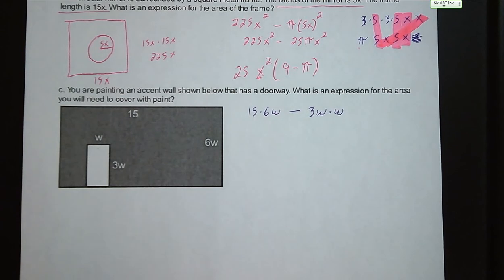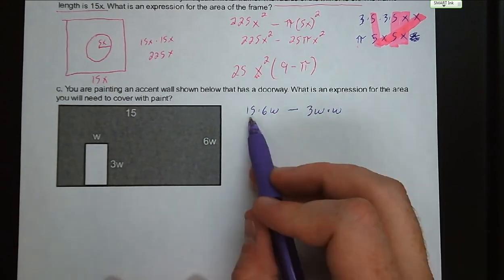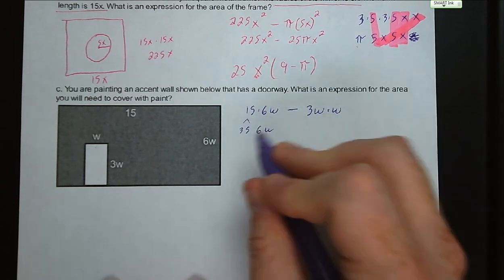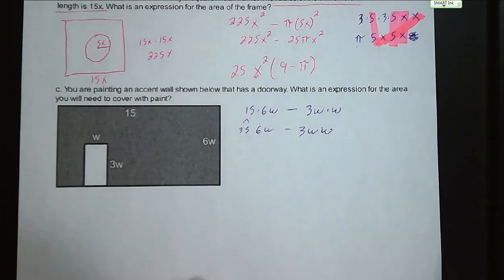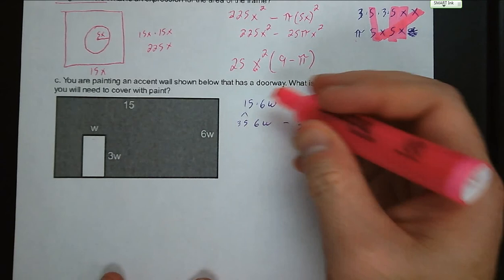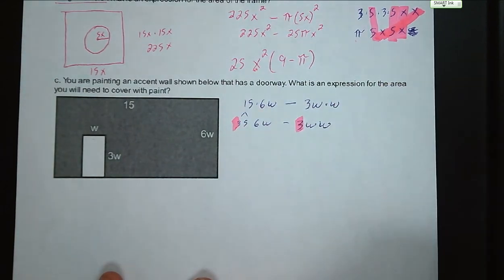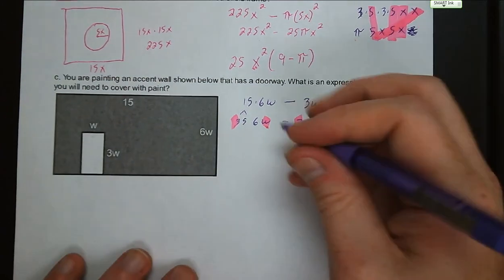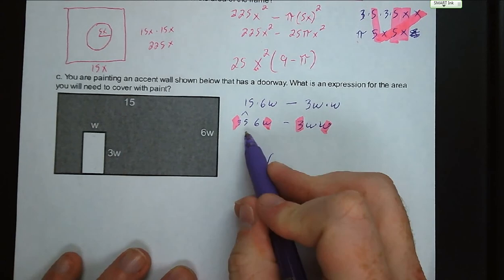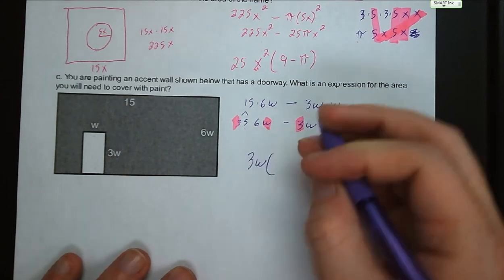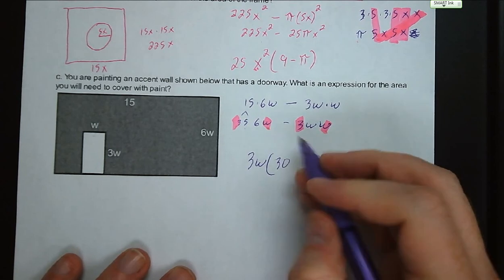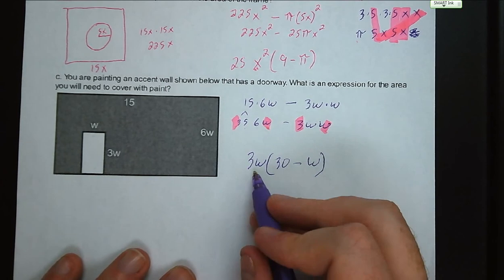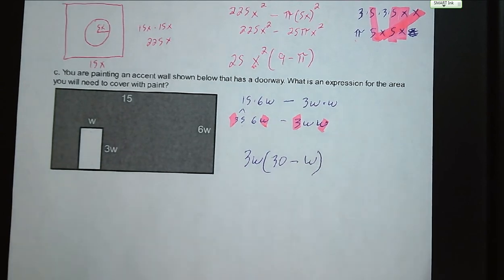Well, if I think about this, I can break 15 into 3 and 5. So if I do it that way, I have a 3 in both terms, and I have a w in both terms. So I pull that 3w out. What am I left with? 5 times 6, which is 30, minus, what's left over here? w. So 3w times 30 minus w would be the factored form of that area.